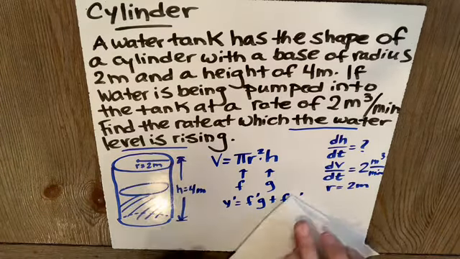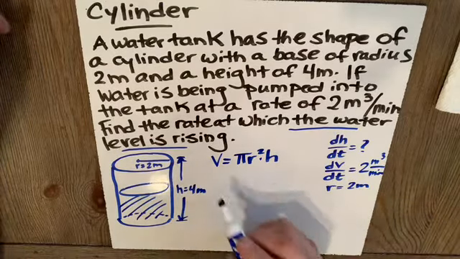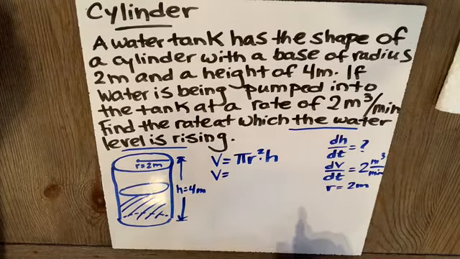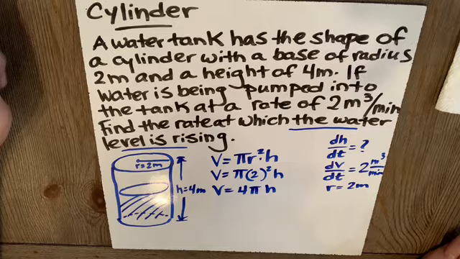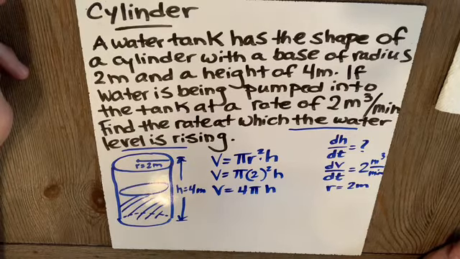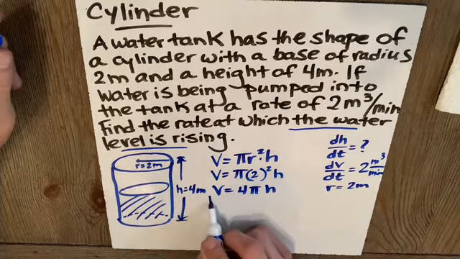But if we replace the r, look, the radius is not changing. So we could say that the volume of the tank is equal to pi times 2 squared times h. So volume in this particular case is 4 pi h. Now volume is in terms of one variable h. So now when I take the derivative of both sides with respect to t, I get dV/dt is equal to 4 pi, that becomes a constant, times dh/dt.